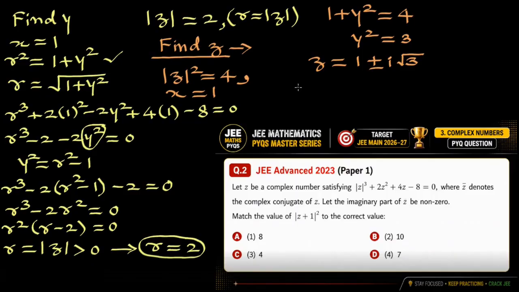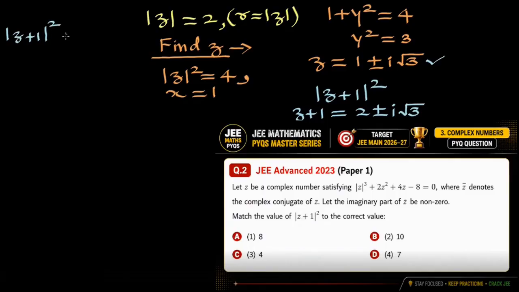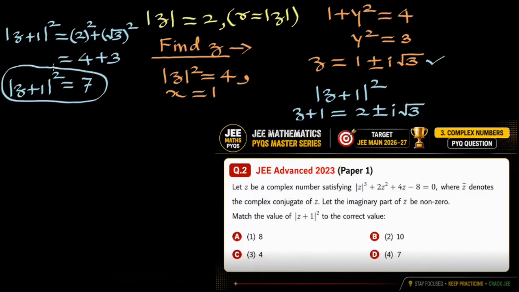We have to compute the required quantity |z + 1|². z + 1 is 2 ± i√3 from here. Therefore, |z + 1|² will be 2² + (√3)², 4 + 3, 7. So the required value of |z + 1|² is 7. Hence, the correct answer option here is D, 7.